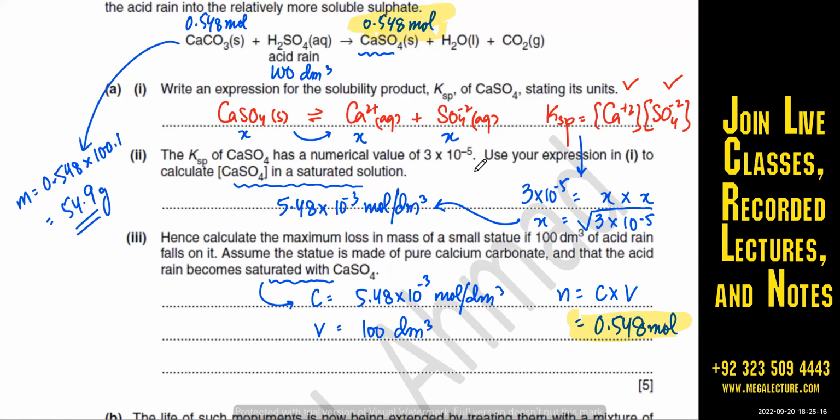So what happened was acid rain fell and the statue dissolved and it ended up forming calcium sulfate. They told us that the acid rain became completely saturated with calcium sulfate. In a saturated solution we applied Ksp. Remember, Ksp is only for saturated solutions. I was able to figure out that the solubility is going to be 5.48 times 10 power minus 3. I knew the volume of the whole solution as well, so I was able to find the moles. Using that, I was able to find the moles of calcium carbonate, which is the limestone statue. He already told me that it's made up of pure calcium carbonate. So the loss in mass was 54.9 grams.